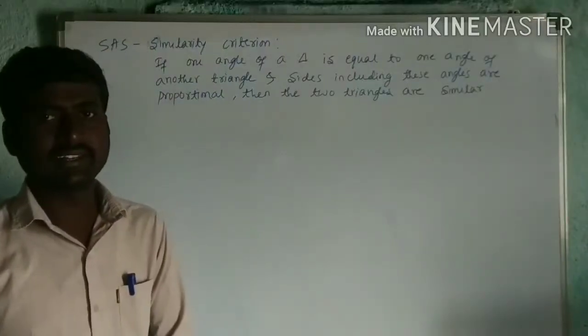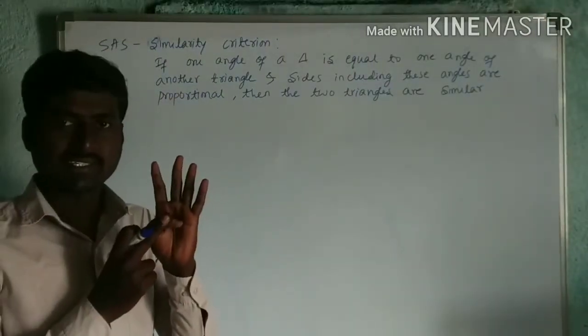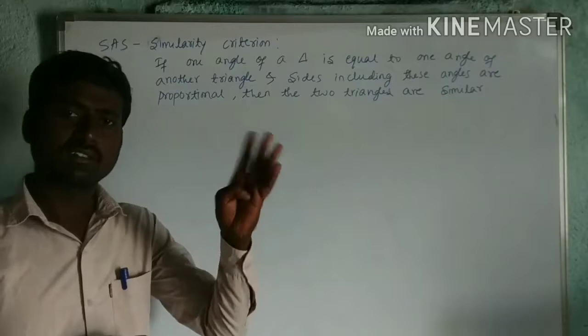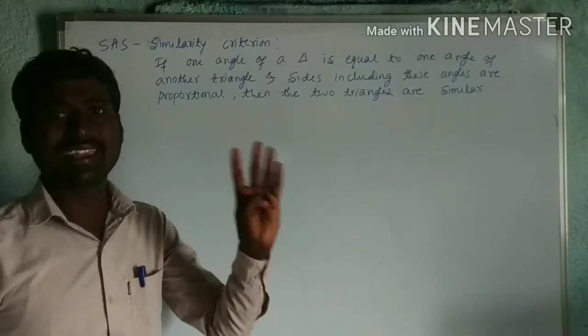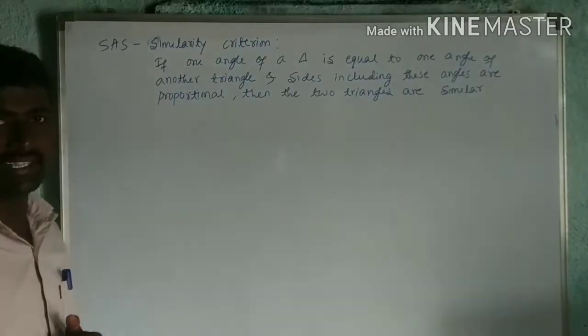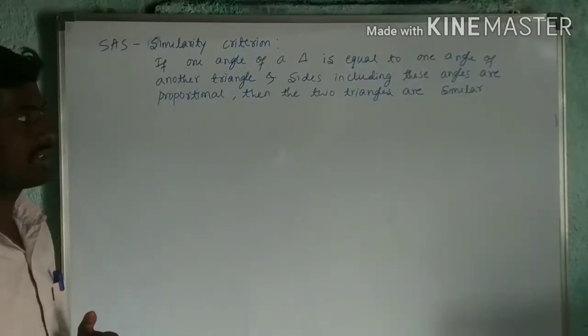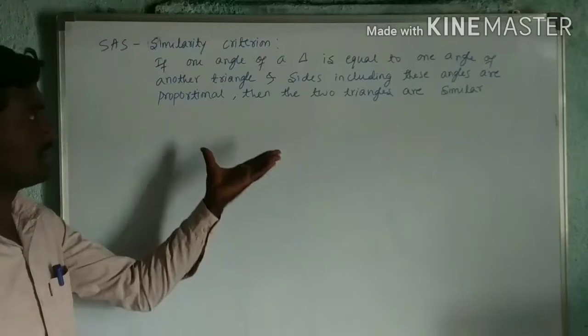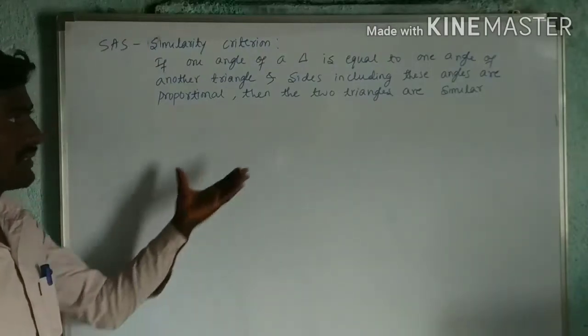The similarity criterion. The first one is the AAA similarity criterion, or that one you can also say as the AA similarity criterion. The next one is the SAS similarity criterion. Okay. Here there is no need of giving the proof for this. So I'll give the statement only.